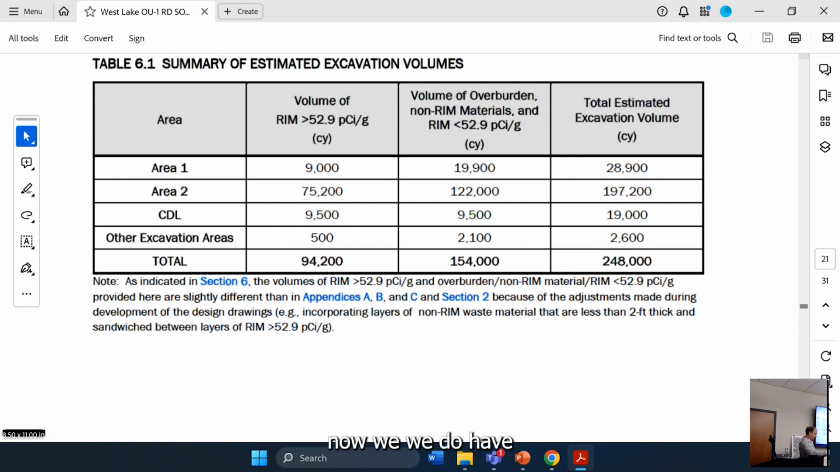Now, we do have, I'll call it, a reference. The language essentially that we use in the record of decision is for them to try to assess materials that they're going to be digging between 7.9 and 52.9, figure out roughly what that is, and attempt to put that on the bottom of the backfill.